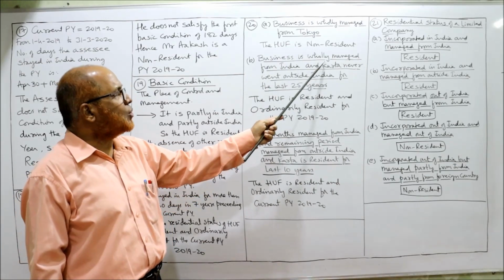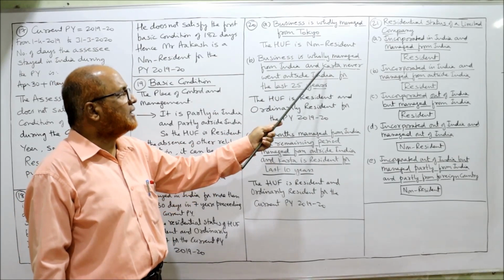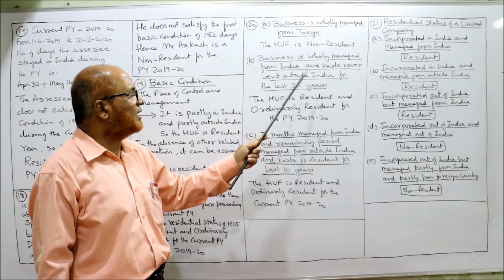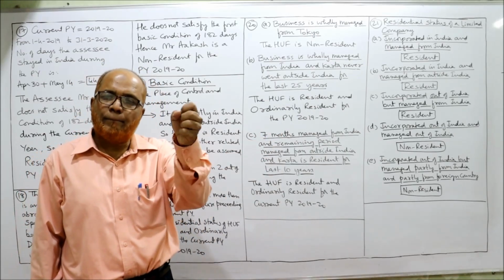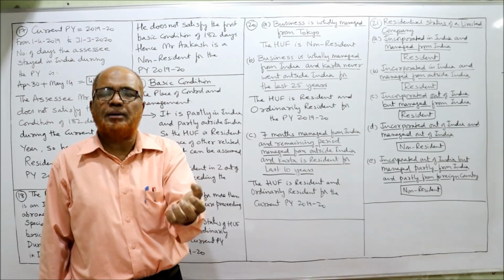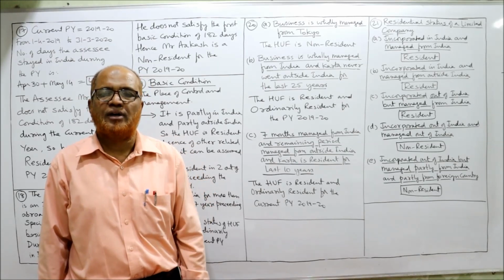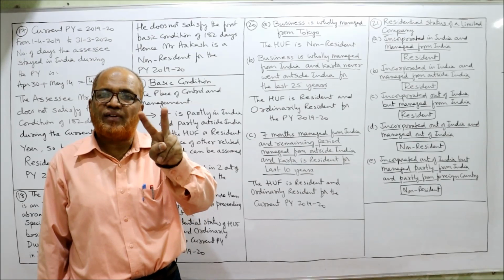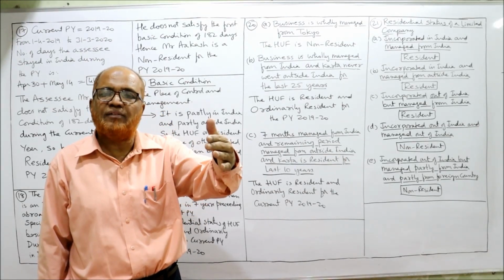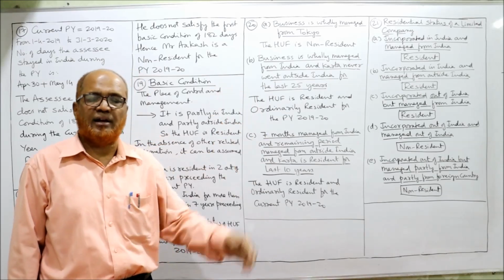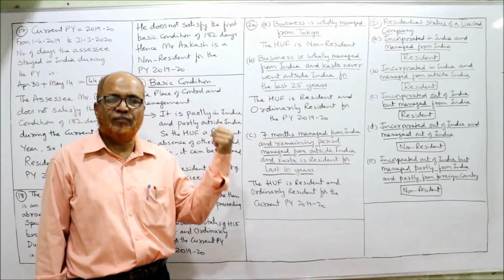Second, business is wholly managed from India and the karta never went outside India for the last 25 years. The HUF is completely controlled from India. That means it's a resident HUF. Now the karta satisfies both the additional conditions because for the last 25 years he never went outside India. He never went out of India.